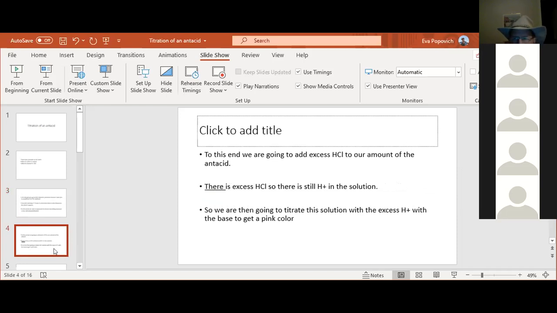So what we're going to do is add excess hydrochloric acid to our amount of antacid. The antacid neutralizes HCl. But if we just dripped the HCl in on the antacid, we would be trying to watch when the color disappears, and that's almost impossible to do. So we're adding excess HCl to our antacid. That means there's still H plus in our flask. That means we're going to be able to put NaOH into our excess acid. And when the pink color appears, we're going to know that it's neutral. That's the whole synopsis behind what we're doing today.